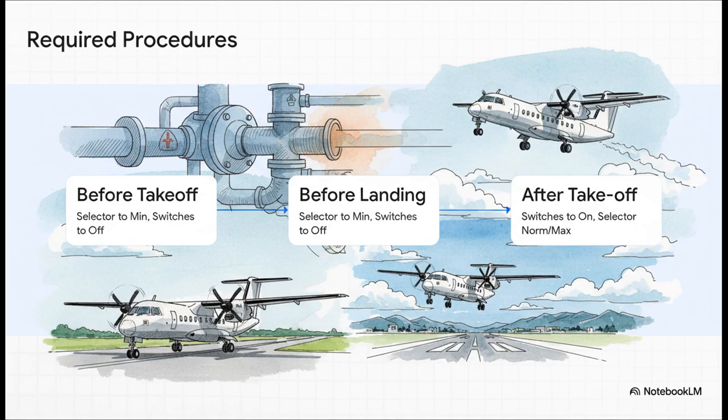Step 1, before takeoff. Put the bleed selector to min and switches to off. You're going to do this right along with your lineup checklist. Step 2, before landing. Again, put the bleed selector to min and switches to off, doing this right alongside your landing checklist. And step 3, after takeoff. Once you're safely climbing and totally away from the ground proximity phase, you put the bleed switches to on and the selector to norm or max. That's the entire sequence. Simple, right? Min/off for lineup, min/off for landing, on and norm/max after takeoff.